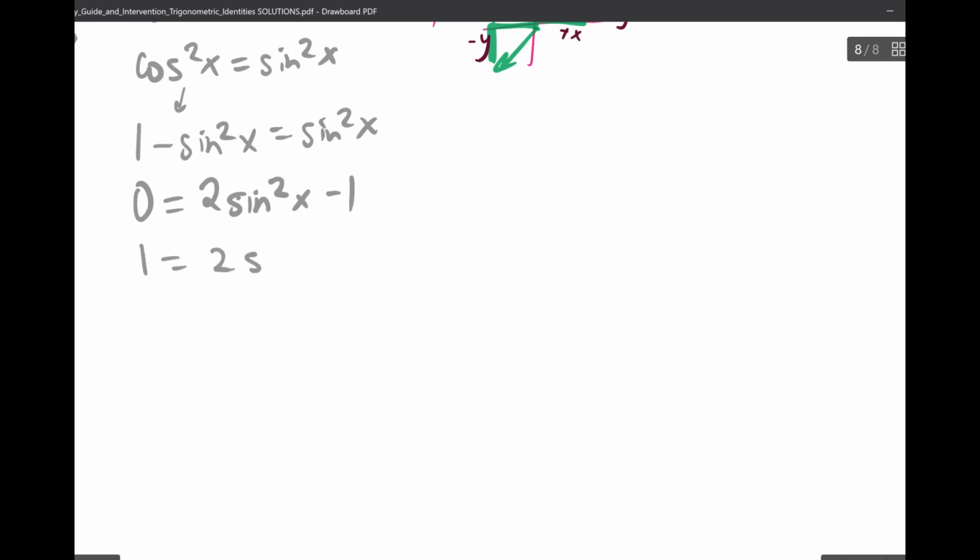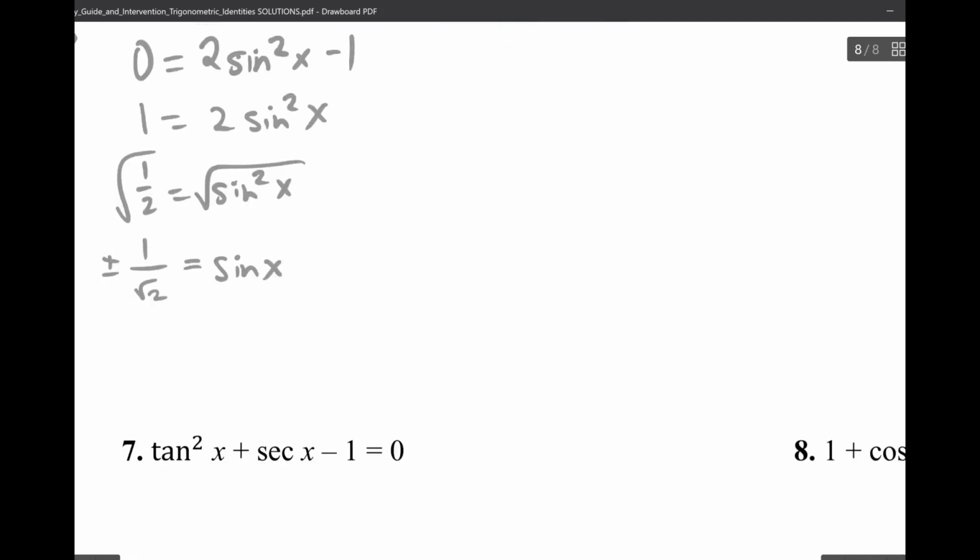1 equals 2 sine squared x, divided by 2. 1/2 equals sine squared x. Square root both sides. So I have this square root: the square root of 1/2 is 1 over square root of 2. Don't forget plus or minus, because we square rooted. So it's asking where sine is equal to positive or negative square root of 2 over 2. If I rationalize it, this would be plus or minus square root of 2 over 2. So there are 4 places where that could happen.